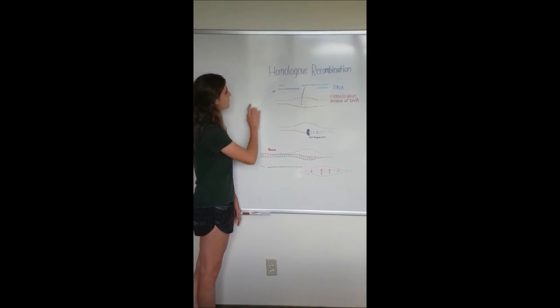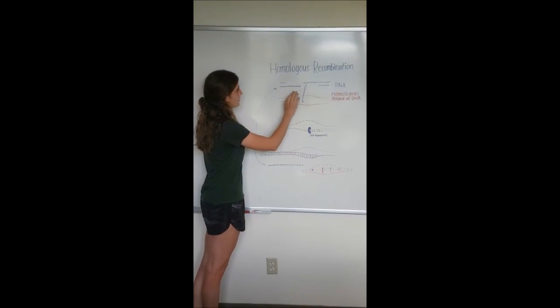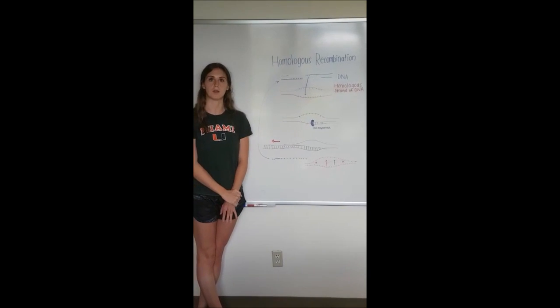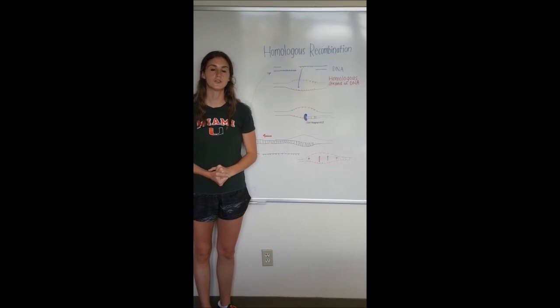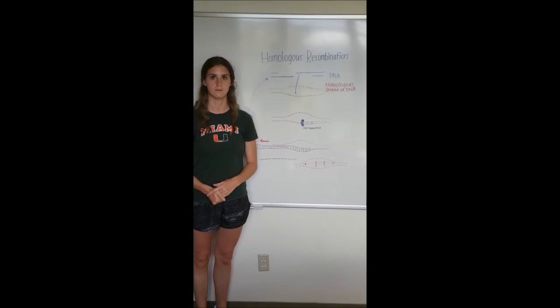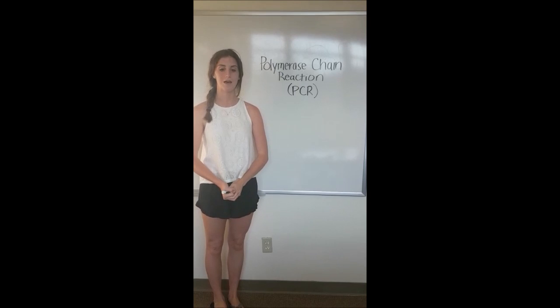Then this new strand comes up and can bind, since it is homologous, to the bottom strand of the DNA where the double-strand break occurred, therefore fixing the double-strand break. We are going to use this mechanism of homologous recombination to try to genetically engineer yeast to remove our gene IRA2. And I'm going to tell you a little bit about polymerase chain reaction, or PCR.